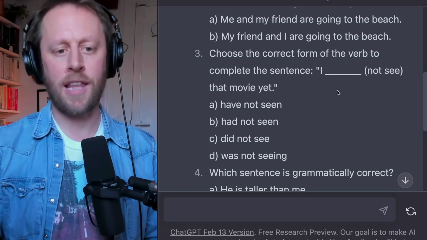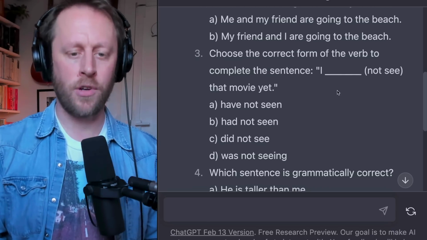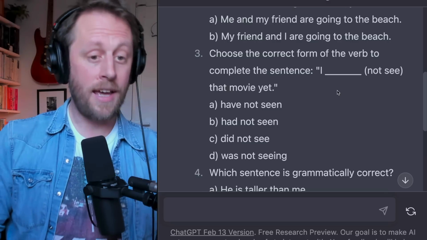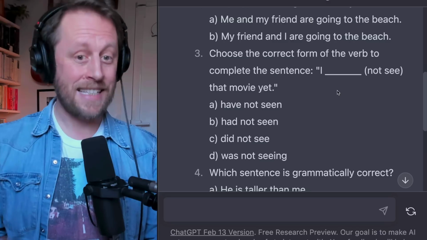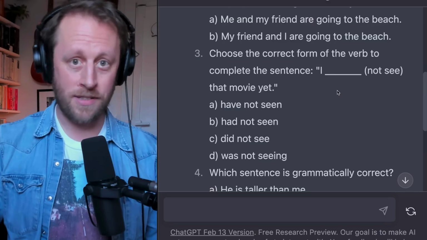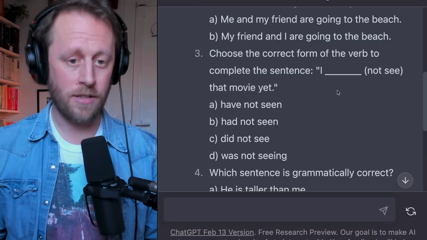So I haven't seen that movie. I hadn't seen that movie yet. I didn't see that movie yet. I was not seeing that movie yet. Now, to be honest, it could be A, B, or C. In American English, they might say, I didn't see that movie yet. They do use past simple when in British English, we would use present perfect.